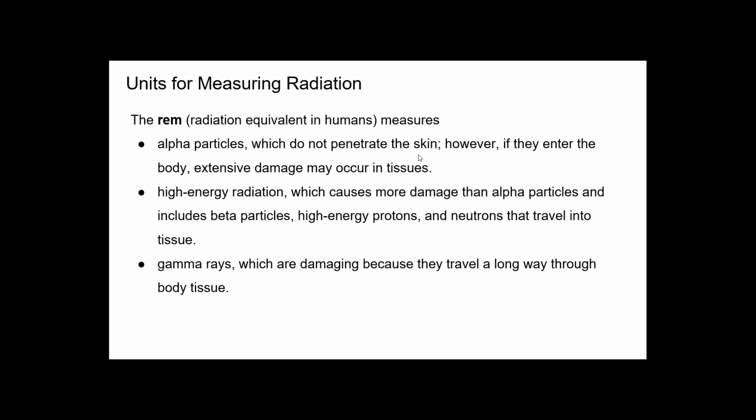So the REM is the radiation equivalent in humans. Now alpha particles don't necessarily penetrate the skin because paper coverings will stop that, but if they are ingested or somehow get inside your body, they can cause extensive damage. So the REM would measure how much the damage would be. High energy radiation would also be measured. This is beta particles, high energy protons and neutrons that can travel into the tissue. And gamma rays, which, if you remember that picture, could just go straight through a body, so they can do a lot of damage.